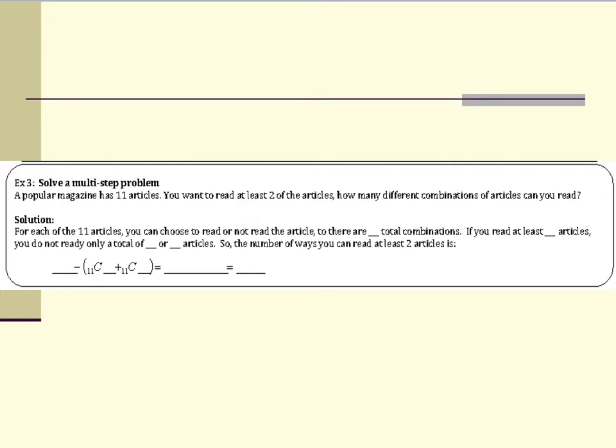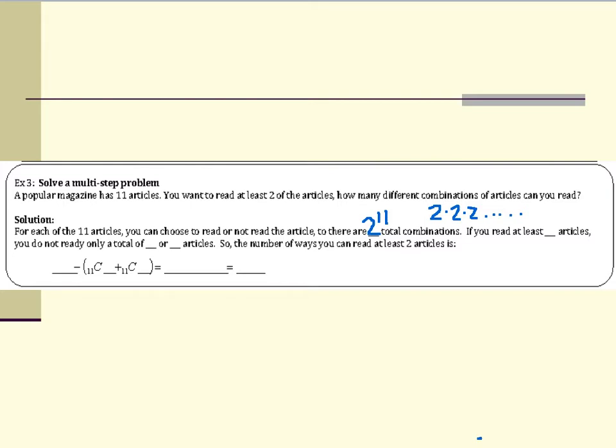So our solution here is for each of the 11 articles you can choose to read or not read the article. So there are 2 combinations for each one. Well, that would be 2 times 2 times 2, 11 times. So that means 2 to the 11th power total combinations. Because I have 2 options each time: I can read or not read it. So 2 times 2 times 2, 11 times would be 2 to the 11th. That's how many total combinations you have.